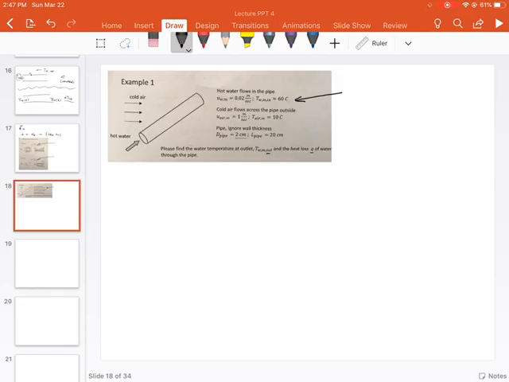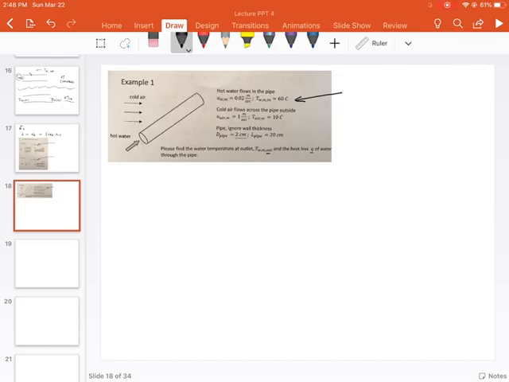So what it asks you is to find out what is the temperature of the hot water at the exit. In other words, how cold the water can be cooled down from 60 C after flowing through this 20 centimeter pipe, and what is the total loss.